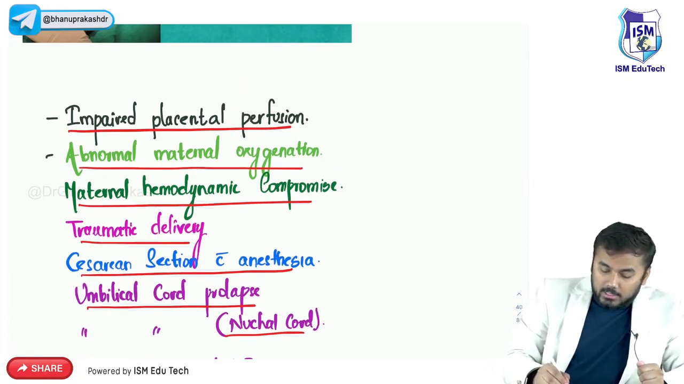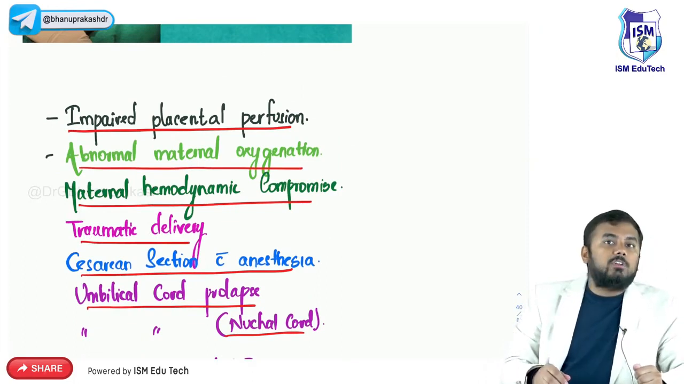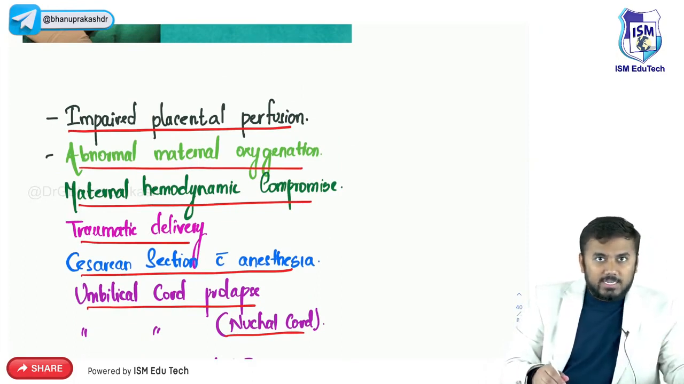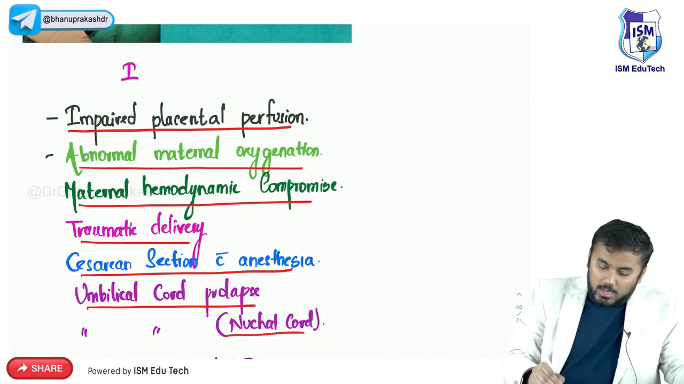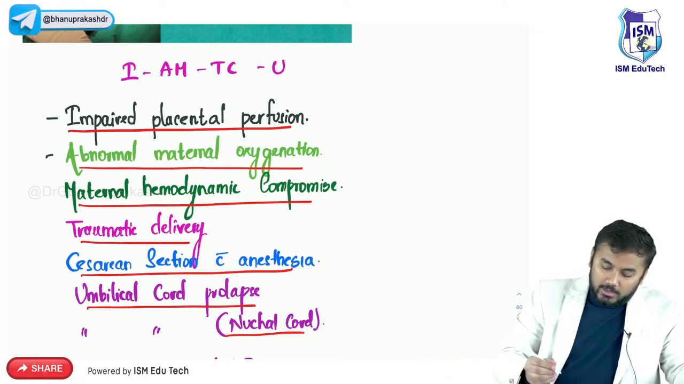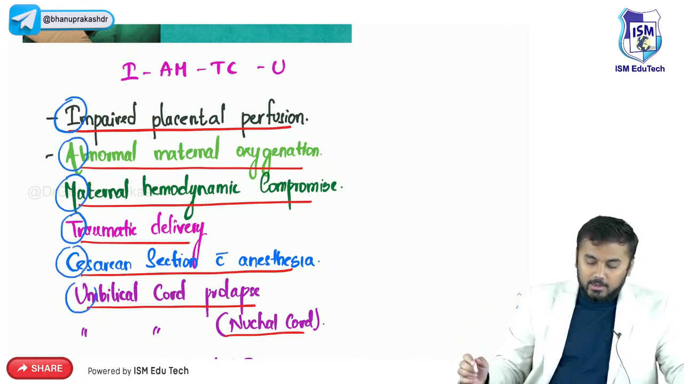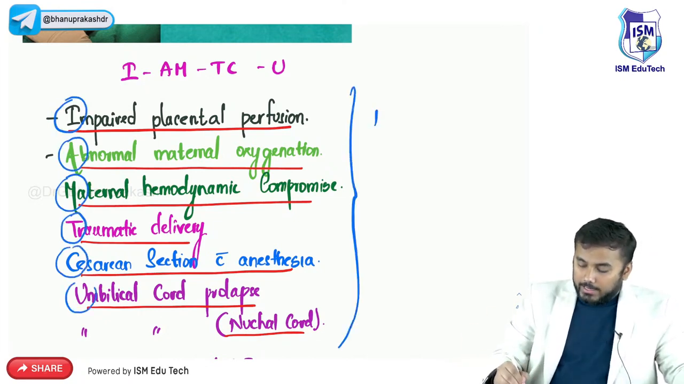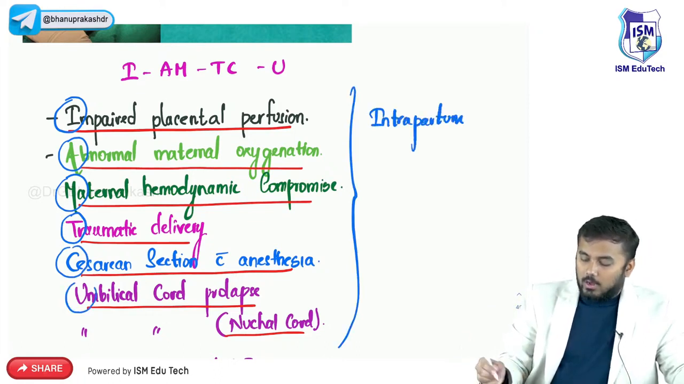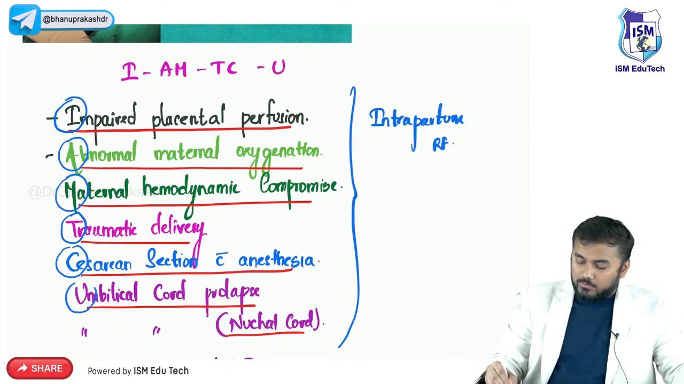Just remember like this: when you do naughty things in school, obviously the school principal will give a transfer certificate, TC. So I am giving TC to you. You can put your name here accordingly. I am giving TC to you. Clear? So all these are intrapartum risk factors.